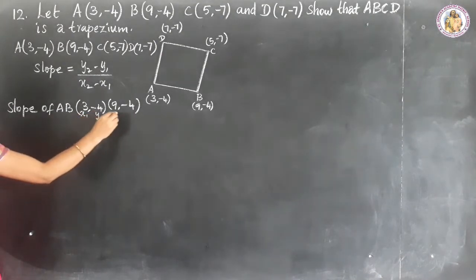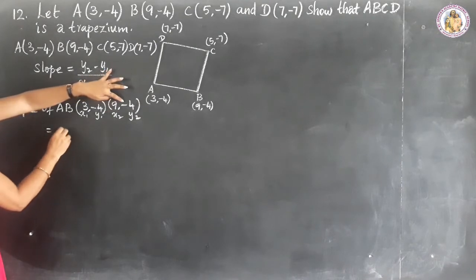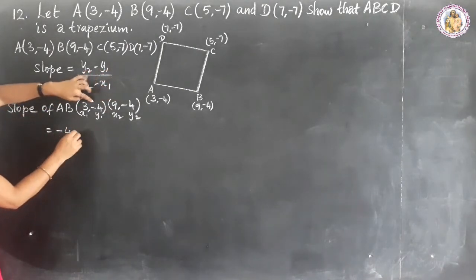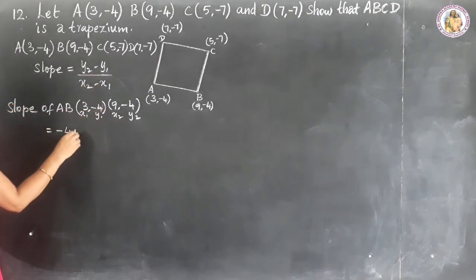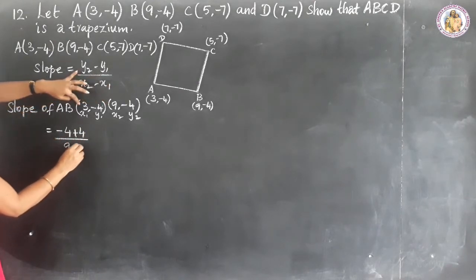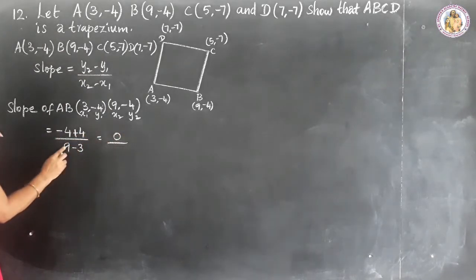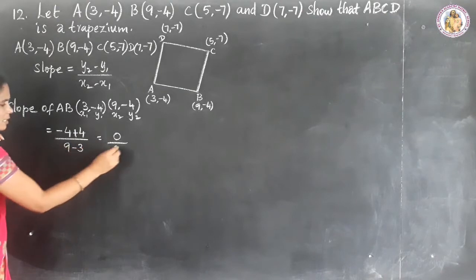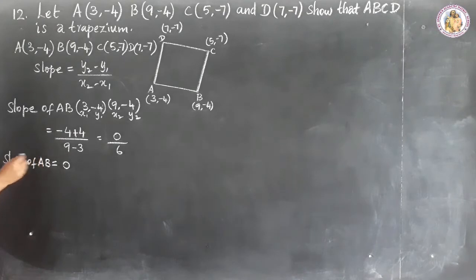x1 y1 x2 y2. Now y2 minus y1, which is minus 4. By the formula, minus, and since y1 is also minus 4, when it comes here it becomes plus 4, divided by x2, 9 minus 3. Plus 4 minus 4 is 0, divided by 6, since 9 minus 3 is 6. So 0 divided by 6 is 0. So the slope of AB is equal to 0.